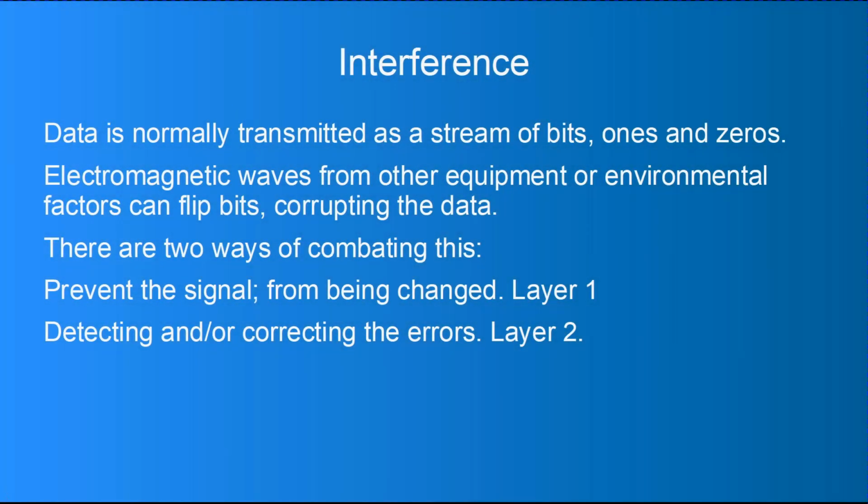The other problem we can suffer from with our physical layer is interference. Data is normally transmitted as a stream of bits, ones and zeros, and electromagnetic waves from other equipment or environmental factors can flip bits, corrupting the data. There's two ways we can combat this. We can prevent the signal from being changed, layer 1 type stuff, or we can detect and/or correct the errors at layer 2. So we'll talk about layer 2 in the next video, and we'll talk about how we can try and prevent the signal from being changed in layer 1.